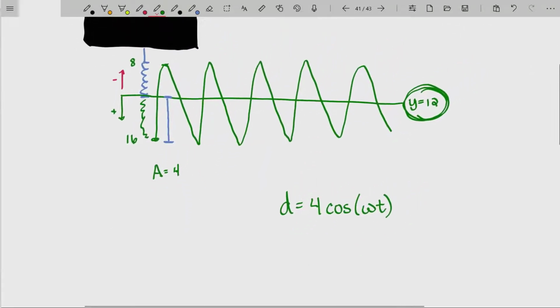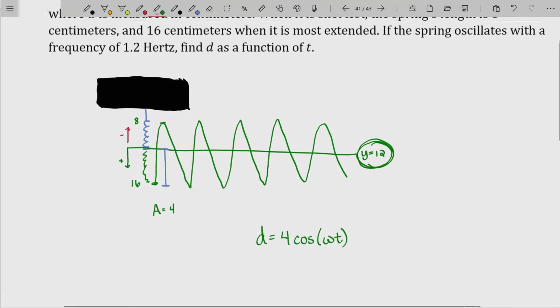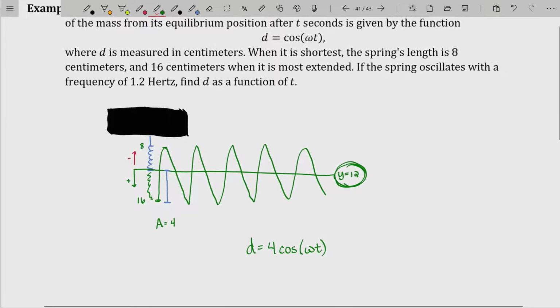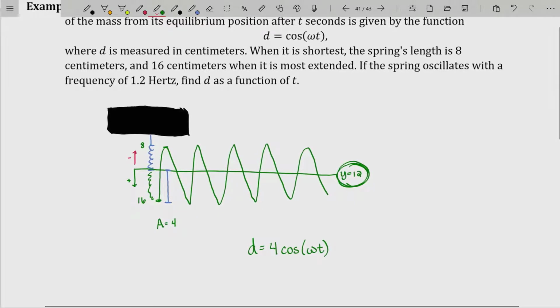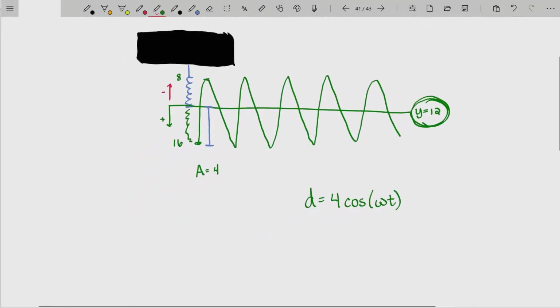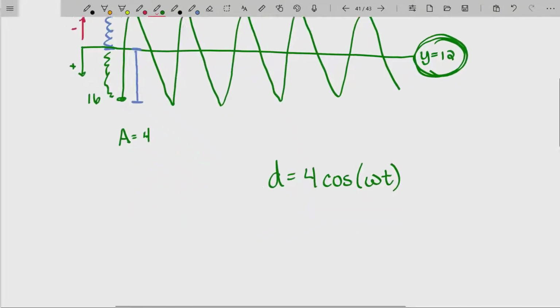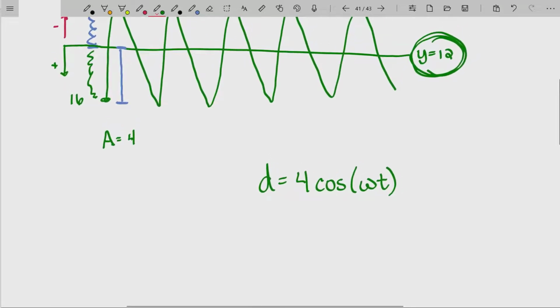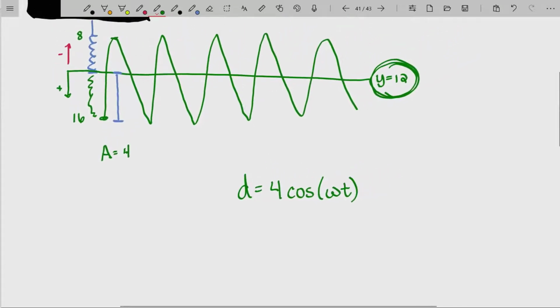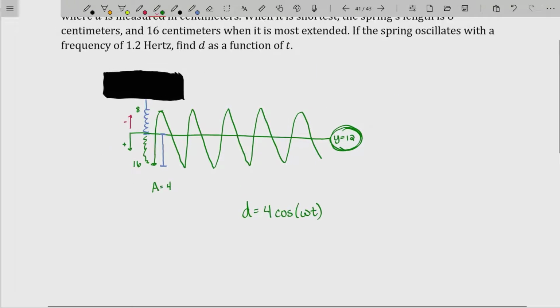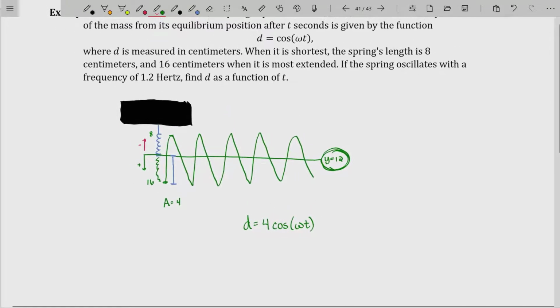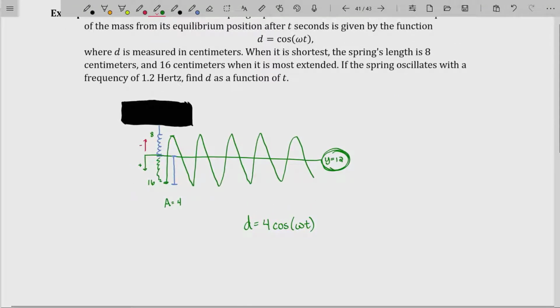We're not going to worry about the plus 12 because that is not part of our problem. They really should have written it with an amplitude in front of that. But the midline is never really considered in a physics problem. Nobody really cares about that. What we care about is the oscillatory nature of it. All right, so let's see what else they gave us. Shortest is 8, most extended is 16, got that.